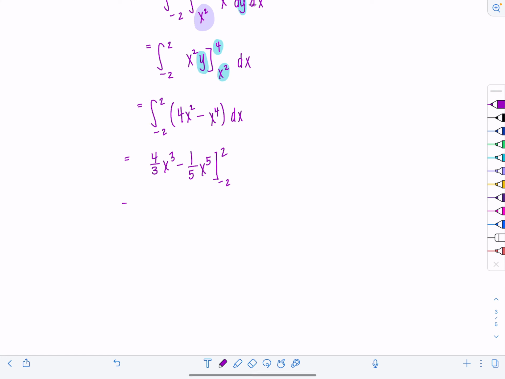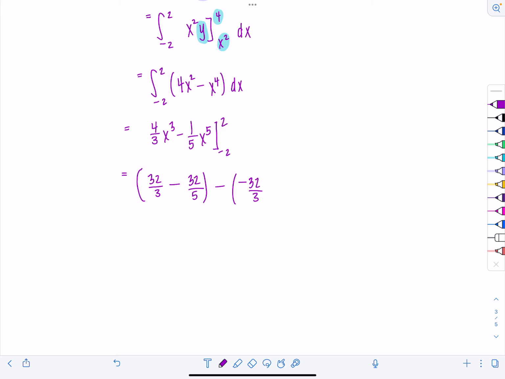And then substituting in our limits, we have 4/3 times 8, so that's 32/3, minus 2 to the 5th, again, 32 over 5, that's the upper limit, minus, and then if I plug in -2 now, I have a -32/3 minus, but then that's going to become positive, won't it? It certainly will, 32/5. Okay, and we end up with 128 over 15.